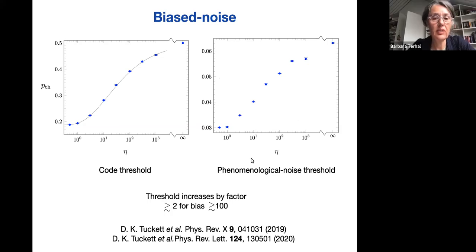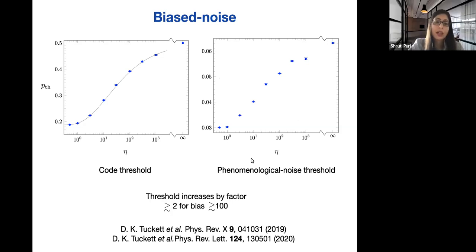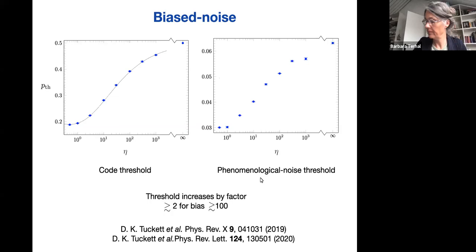Shruti, can I ask a brief question? Yeah. The measurement error rate is the same as the dephasing rate? Is that correct? Yes, that's right. Okay, thank you. Yeah, that's right.